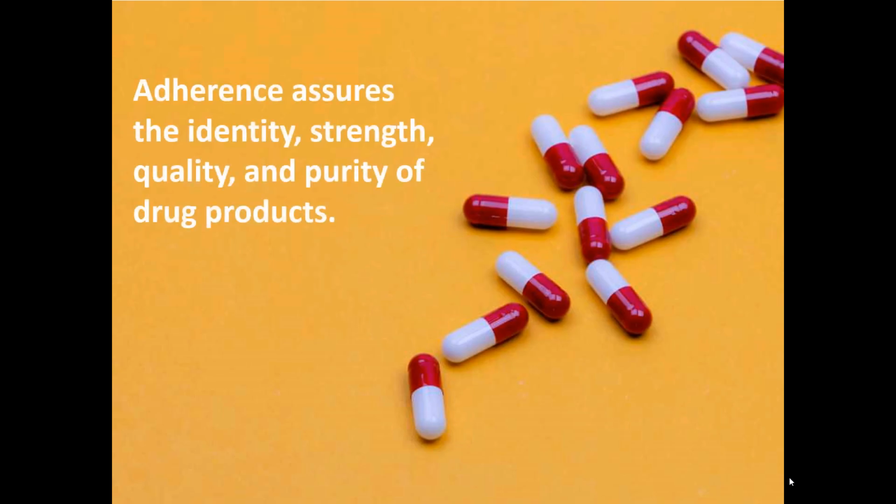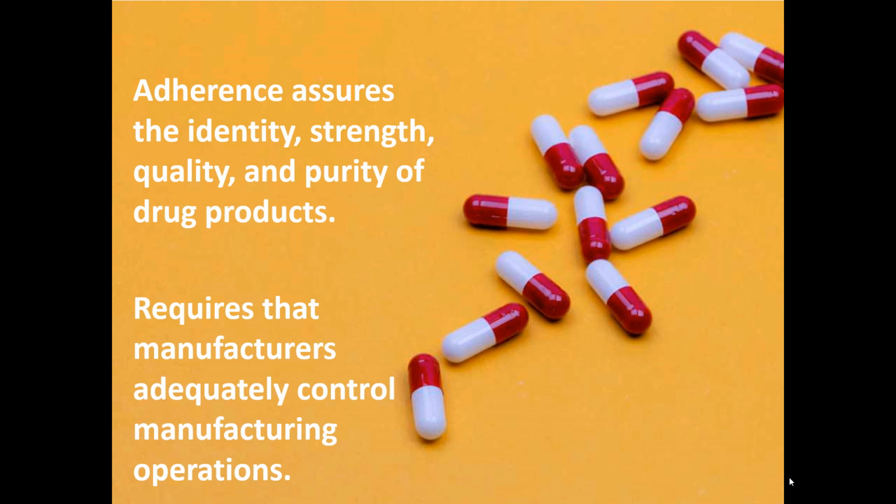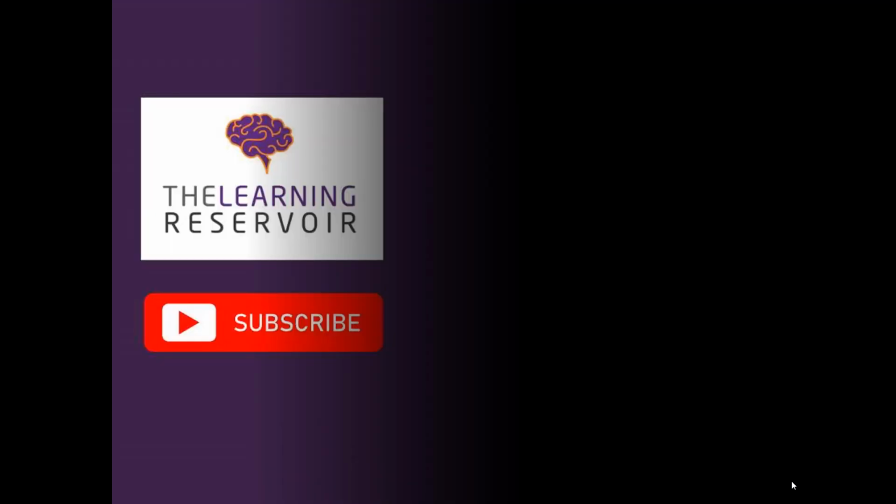To conclude this video, adherence to the cGMP regulations should ensure the identity, strength, quality and purity of our drug product. That is why we have to implement them. And the whole idea is that by implementing cGMPs, it will ensure that manufacturers have control around the manufacturing operations of their drug. That concludes this video.